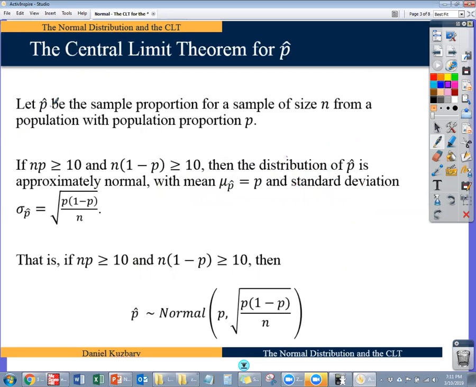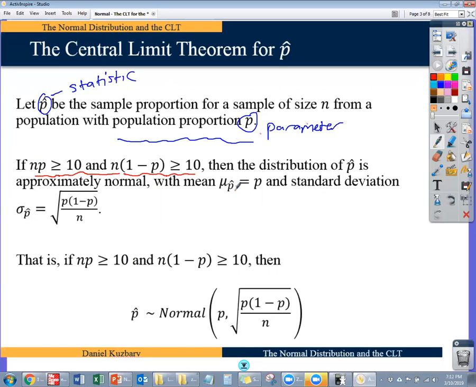So let's let p hat be the sample proportion for a sample of size n from a population with a known proportion p. So in order to use this, we're going to need to know what the population proportion is. So this is a parameter, whereas this is the statistic that we're looking for. So this is to the population as that is to the sample.